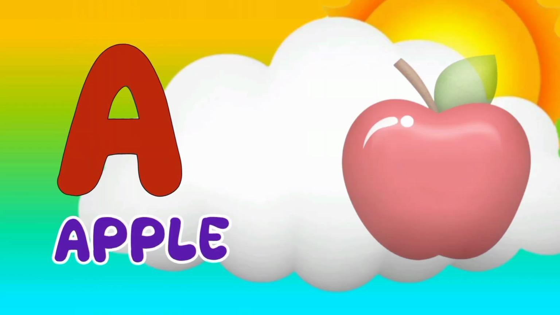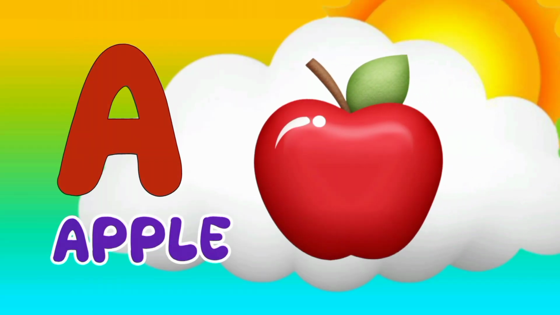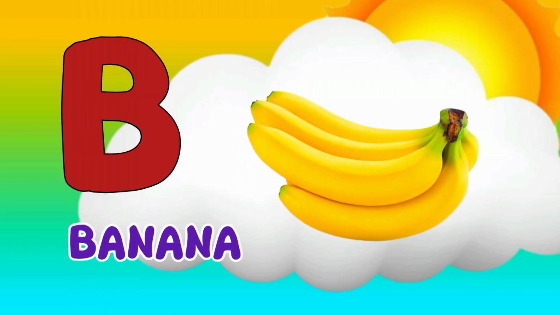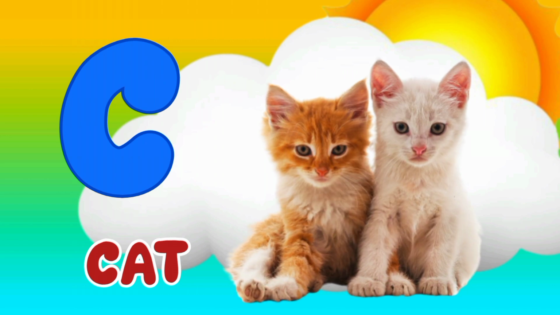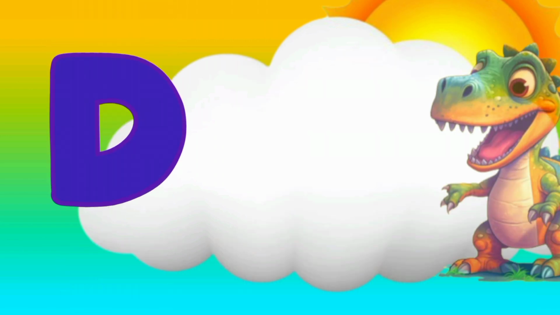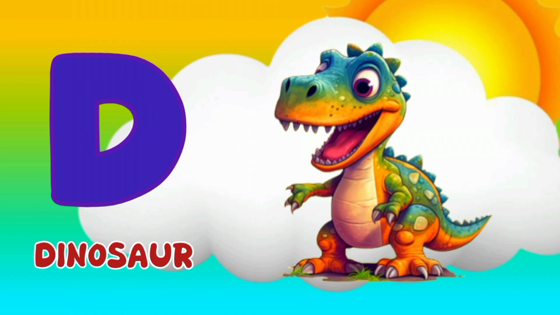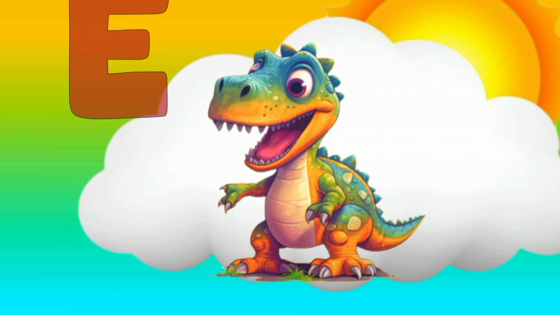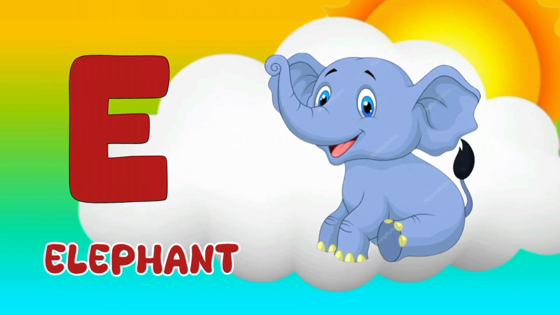A for apple. Apple means saeb. B for banana. Banana means kela. C for cat. Cat means billi. D for dinosaur. Dinosaur means dinosaur. E for elephant. Elephant means hathi.